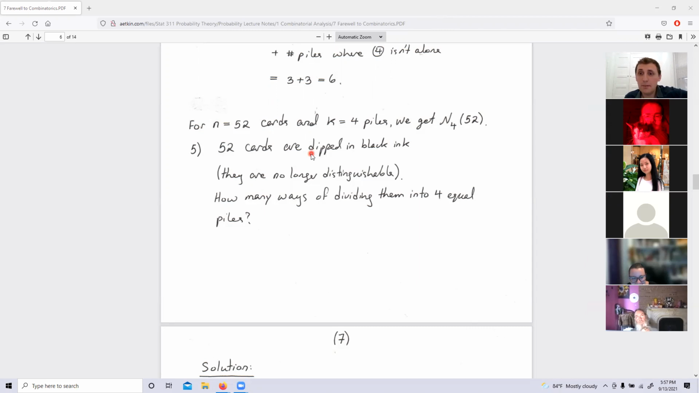52 cards are dipped in black ink. They are no longer distinguishable. How many ways of dividing them into 4 equal piles? Do you understand the question, guys? So we no longer regard them as different cards. They are like George Washington's, like individual dollars. Even though the miser would say that each George Washington is like another son to him. But here we don't distinguish them. And the question is how many ways to divide them into 4 equal piles. Equal piles, guys.